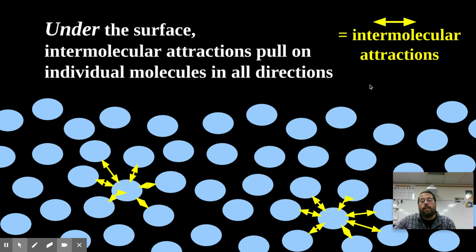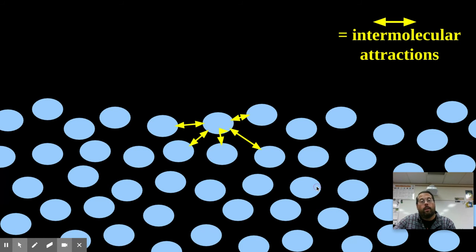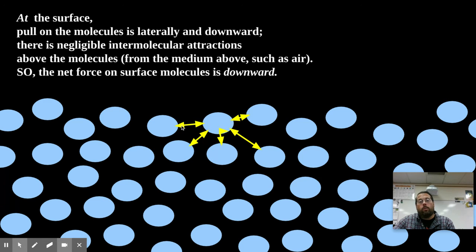So under the surface, with these intermolecular attractions, all these water molecules are pulling on each other in equal force. They're pulling in all directions. However, if you look at the top, there's water pulling on the left, the right, the bottom, underneath, but there's nothing pulling upward because there's no water molecules there and there's no attraction between the air molecules above it.